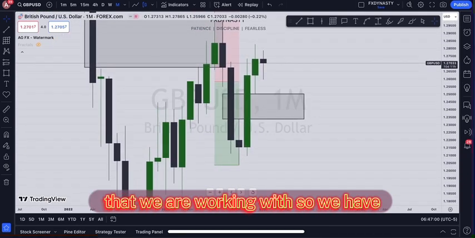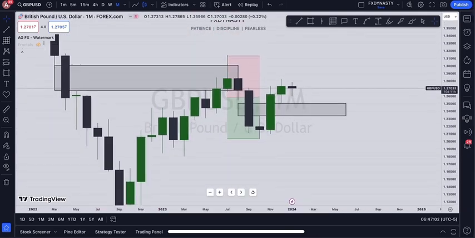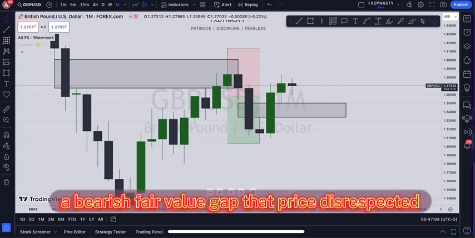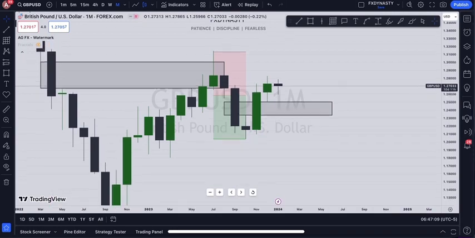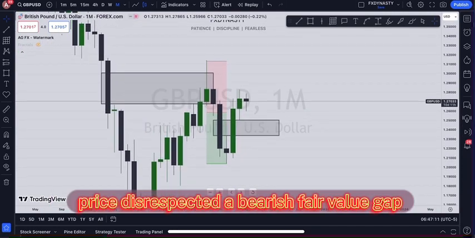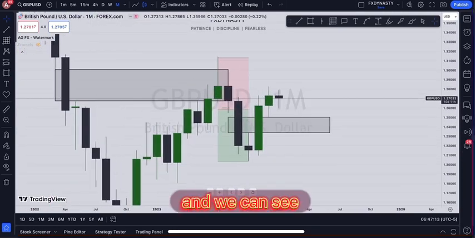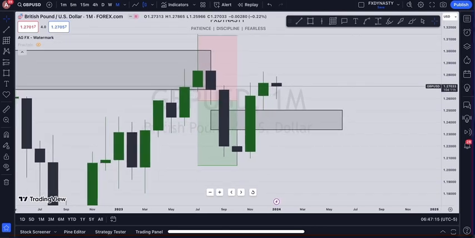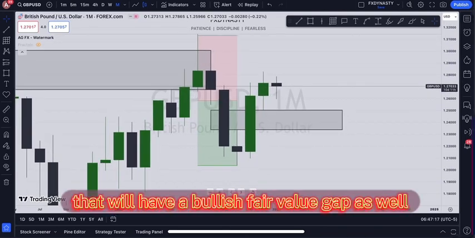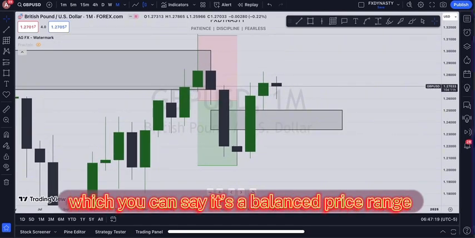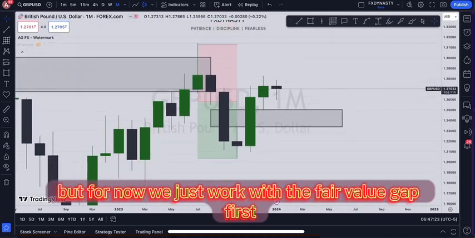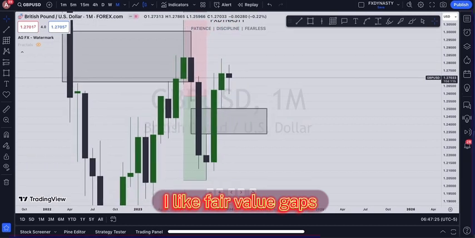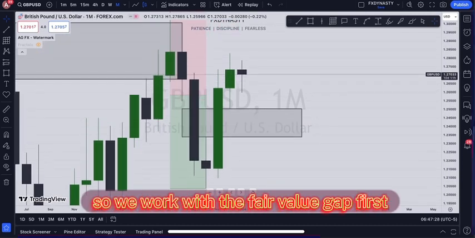So we have a bearish fair value gap that price disrespected, and we can see that we have a bullish fair value gap as well, which you can say is a balanced price range. But for now, we just work with the fair value gap first. I like fair value gap, so we'll work with fair value gaps first.